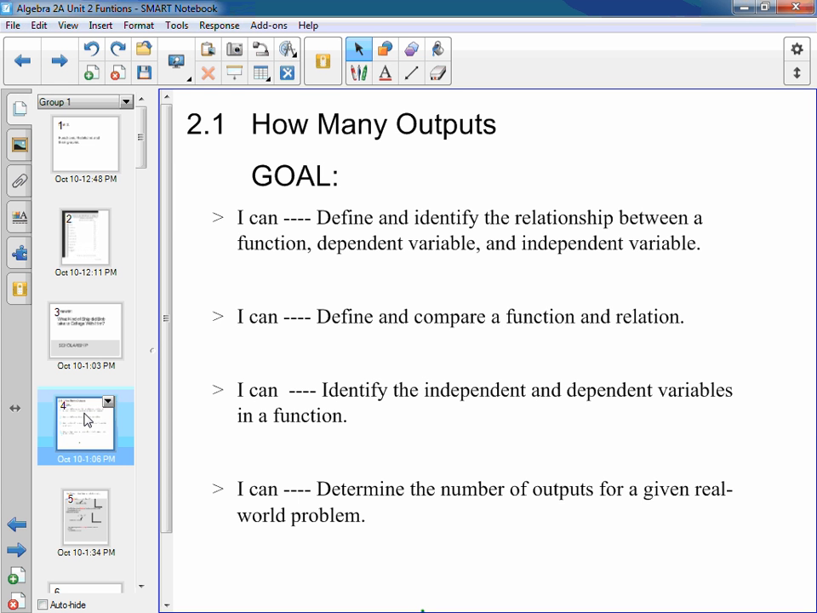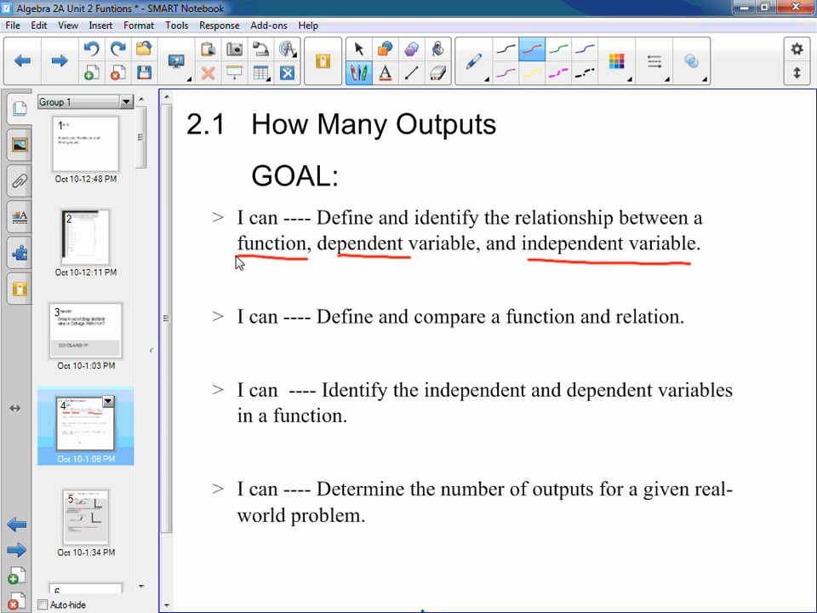There's 4 goals here. I can define and identify the relationships between a function, a dependent variable, and an independent variable. Also, I can define and compare the difference between a function and a relation. The third thing, I can identify the independent and dependent variables in a function. And I can determine the number of outputs for a real-world problem.